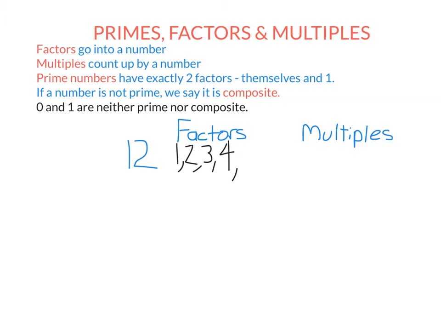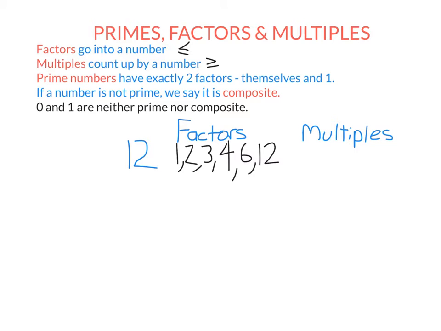6, however, does go into 12. 7 doesn't, 8 doesn't, 9 doesn't, 10 and 11 don't, but 12 does as well. So we stop there because factors of a number are always less than or equal to that number. That's what this symbol here means, less than or equal to. Whereas multiples are always greater than or equal to the number. So these are all the factors of 12.